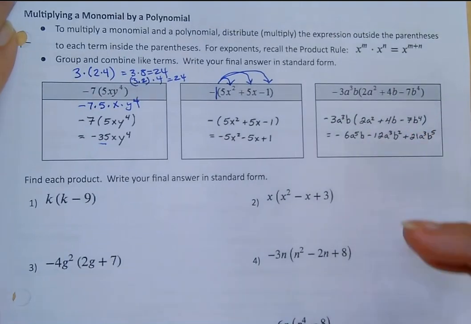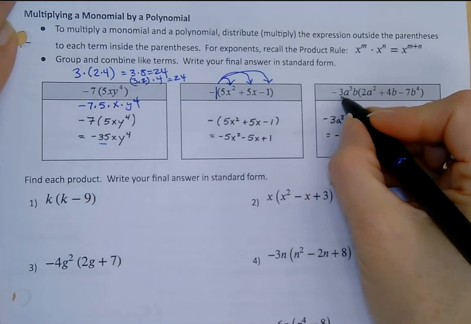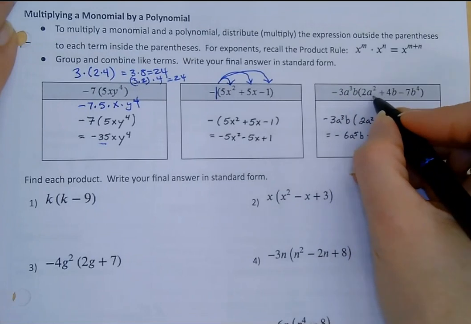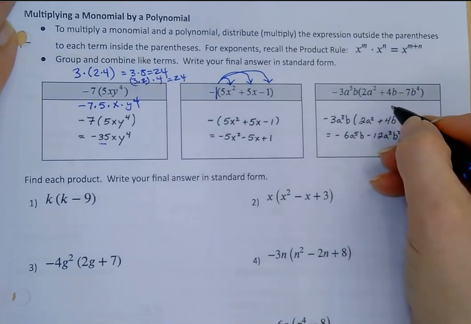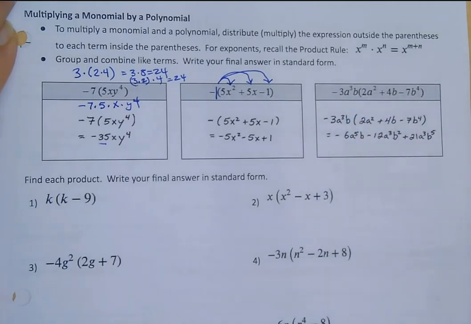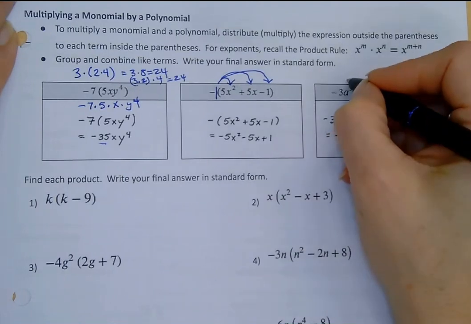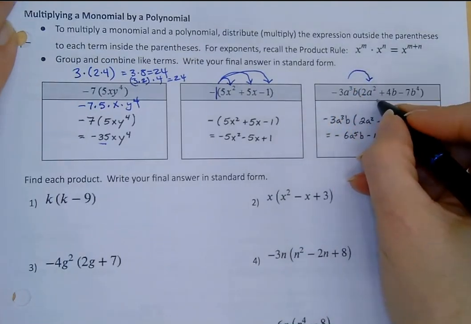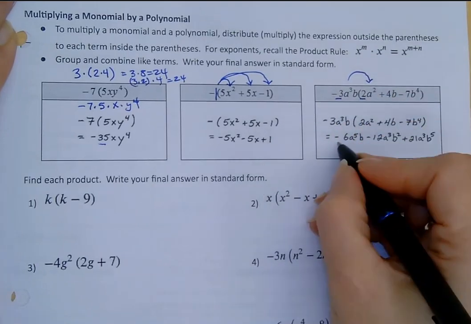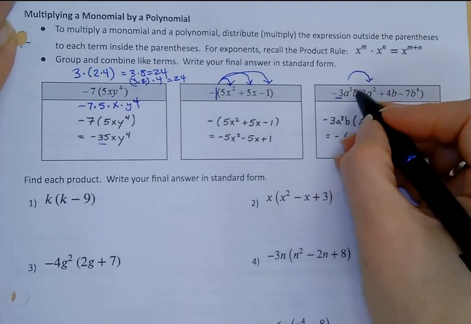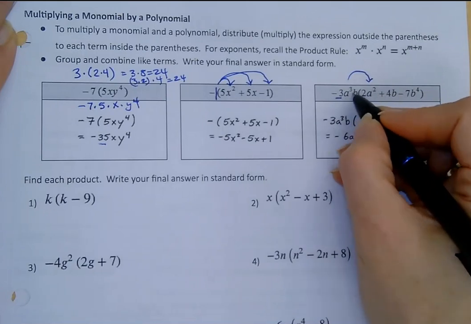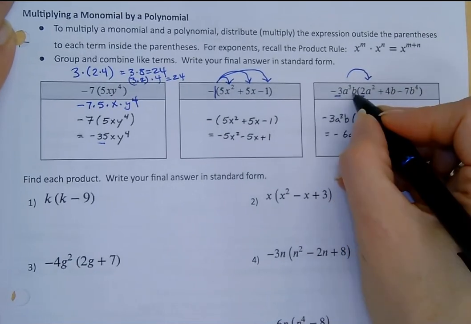When I do these multiplication problems, I think to myself, I can multiply numbers together because I certainly know how to do that. I can multiply variables together because I keep the base and I just add exponents. And if I'm multiplying more than one variable, that's okay because I'm just multiplying straight along. I have -3a cubed b times 2a squared. The numbers I can multiply are -3 and 2. So -3 times 2 is -6. And then I have a cubed times a squared, so I keep my base, a, and add 3 plus 2 and get a to the 5th, times b.